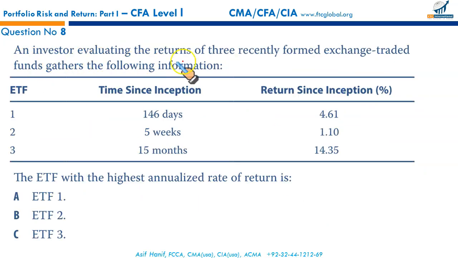An investor evaluating the returns of 3 recently formed exchange traded funds gathers the following information. ETF1, time since inception 146 days, return since inception in percentages is going to be 1 plus 4.61%. How many days are there in a year? 365. And how many days since inception? 146. Simplify this and deduct 1 from it. You would get the annualized rate of return of 11.93%.